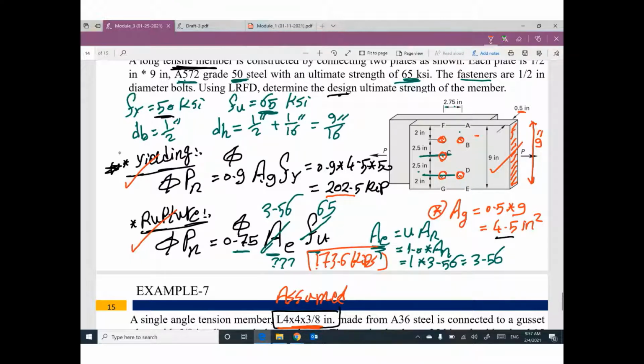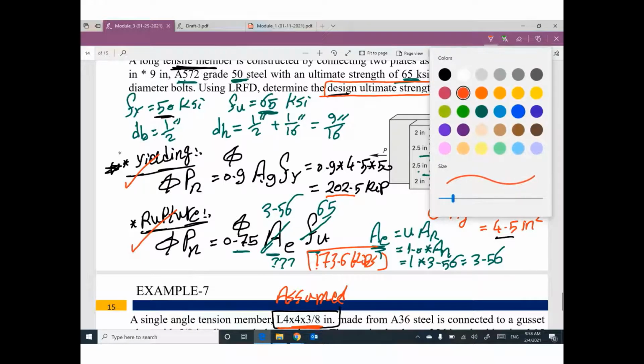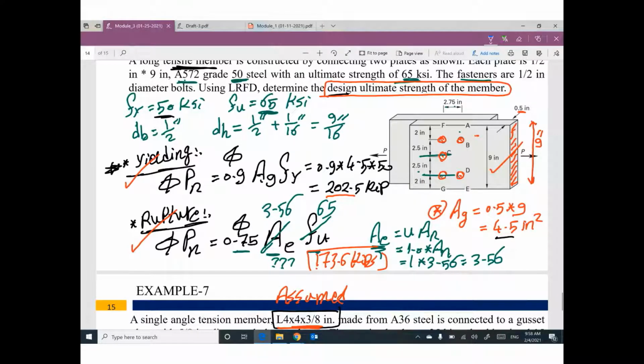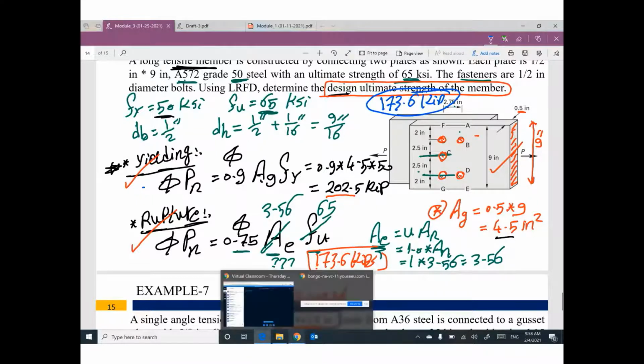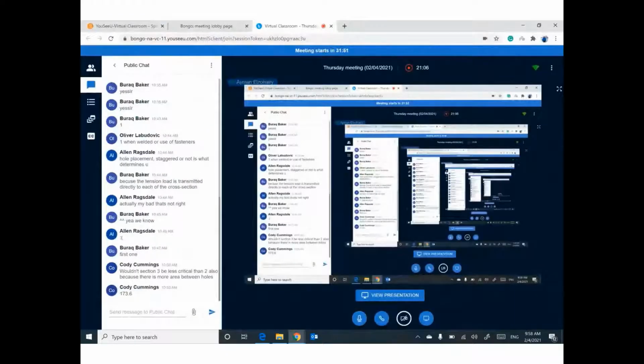What will be the design ultimate strength of this member? Do you think the design ultimate strength will be 202.5 or 173.6? We need to satisfy both of them. We need to satisfy yielding. We need to satisfy rupture. That means the design ultimate strength will be 173.6 kip. Does that make sense? Yes, thank you.